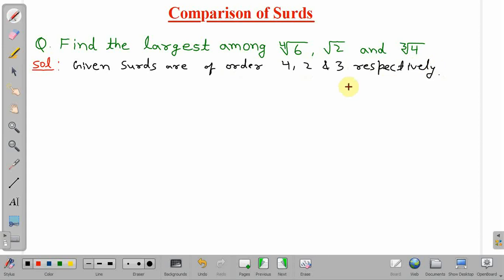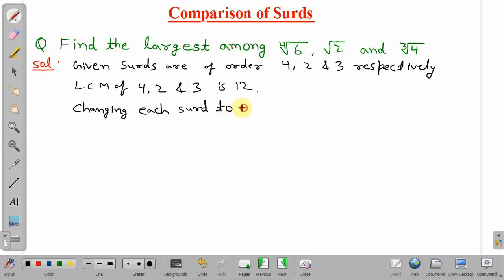So as the orders are different, we have to make the orders the same. So we will calculate the LCM of the orders of all the surds. The LCM of 4, 2, and 3 is 12. Now we will change each surd to a surd of order 12, so that we can easily compare.